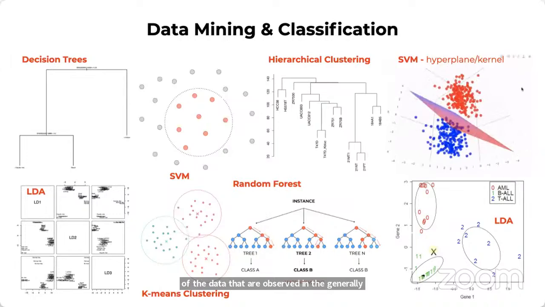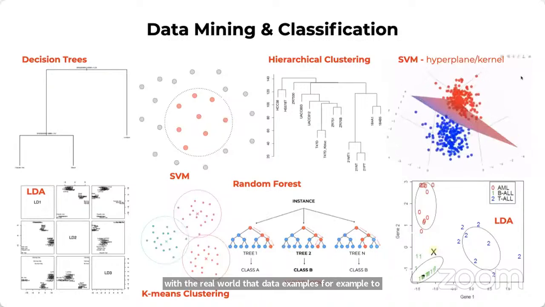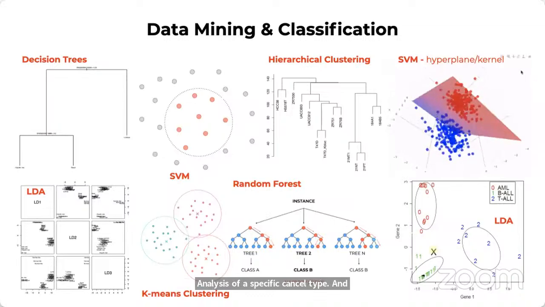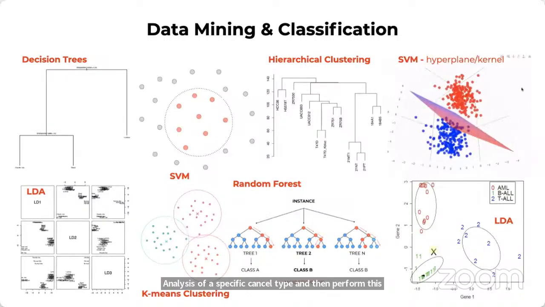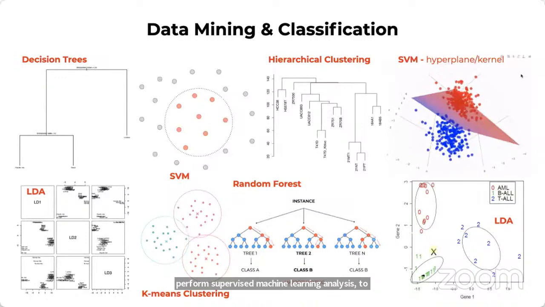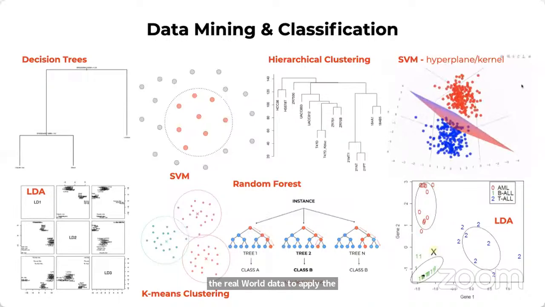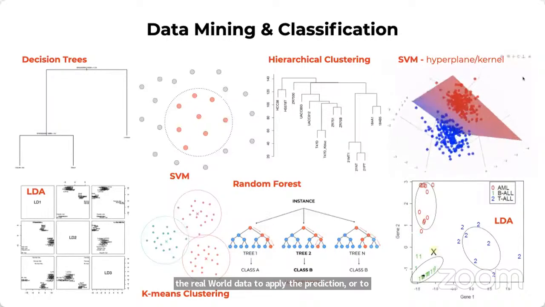For example, to expand on this, we can take a transcriptomics data analysis of a specific cancer type, and then perform supervised machine learning analysis to understand the stages of different tumor types, and then use a completely different data set from the real world to apply the prediction, or to validate the prediction of the model that we just created using the input training data set that we supplied to the supervised machine learning model.